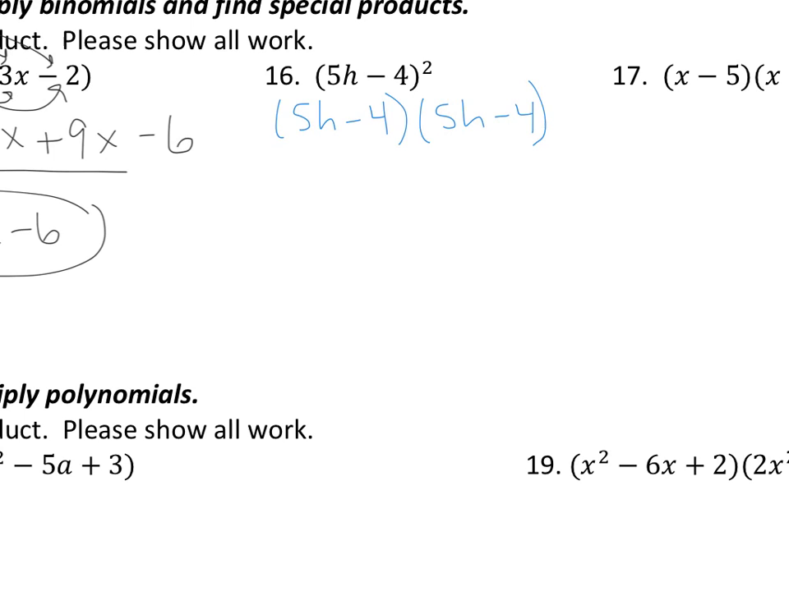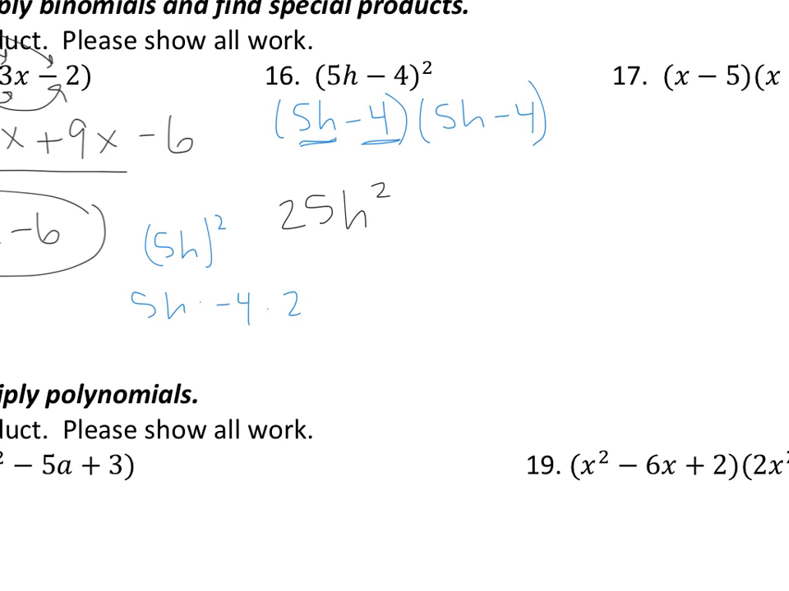So I'm going to use that rule, and I'm going to remember that I square my first term to give me 25h squared. Then for my middle term, I'm going to find the product of 5h and negative 4, and then multiply that by 2. So 5h times negative 4 times 2. And if I really want to show my work, for my first term, that was 5h squared, to give me 25h squared.